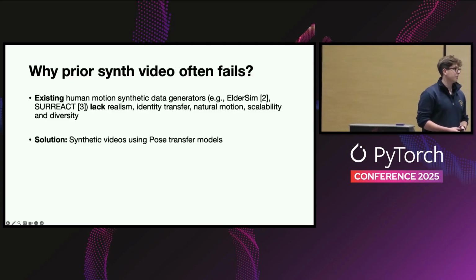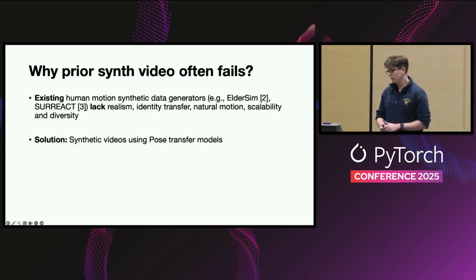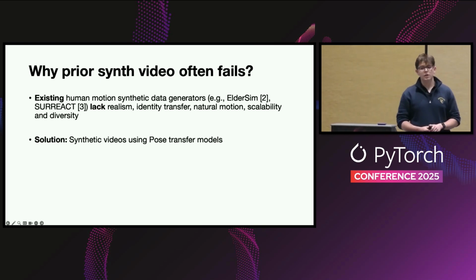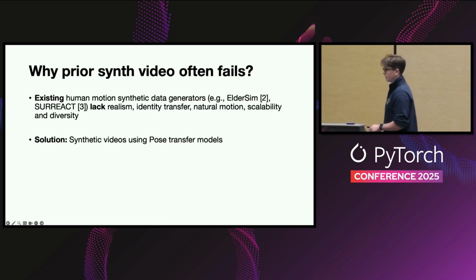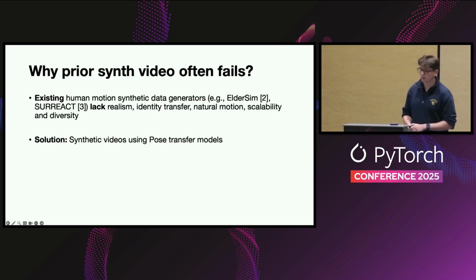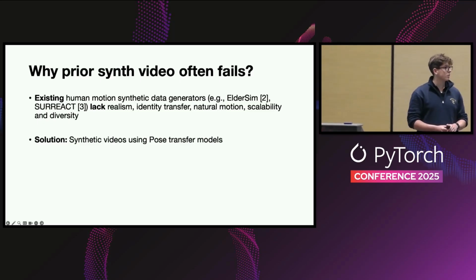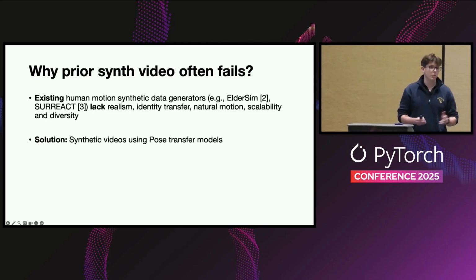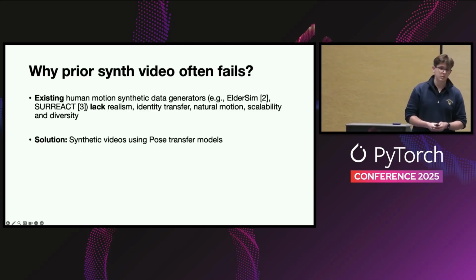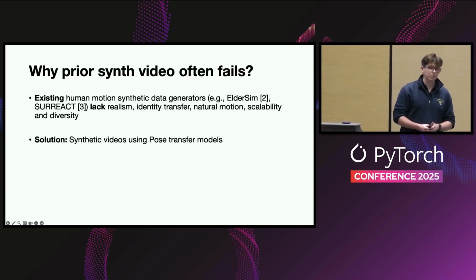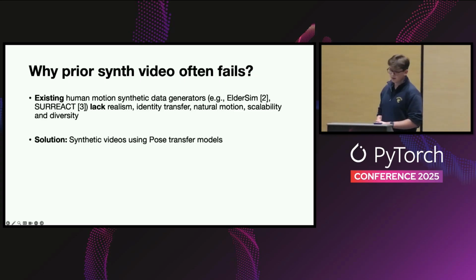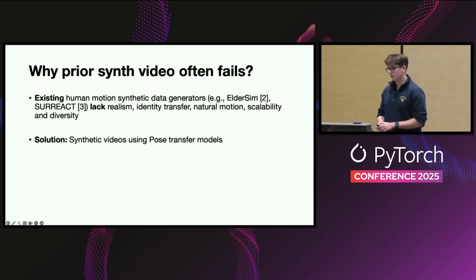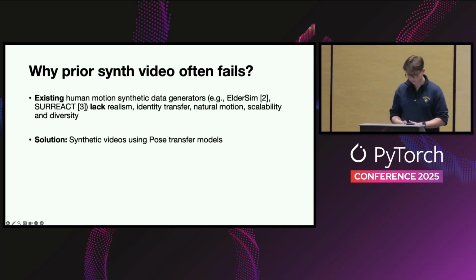Also, prior synthetic data generation methods like ElderSim or SURREACT were using classical CGI or simulation methods, which are not very realistic. They don't have identity transfer. They cannot be very diverse because you need to hard-code the structure of the identity, and thus you cannot scale it. But the solution that we came up with is to create synthetic videos using pose transfer on the dataset. So we extend the dataset with new identities and new backgrounds.